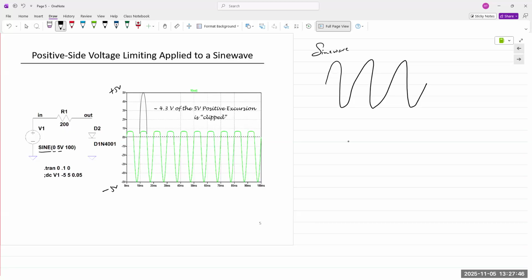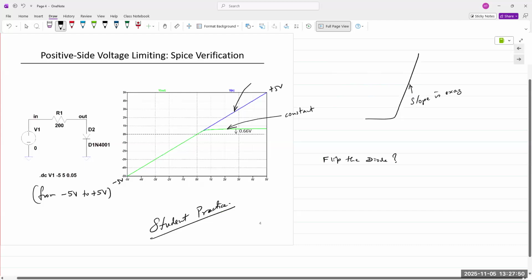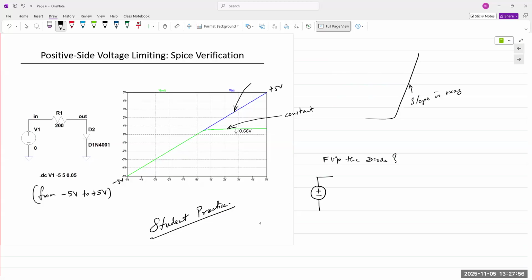Yes. Oh, question from the previous slide: what happens if we flip the diode? So the circuit would look like this, right? Here's our V out.